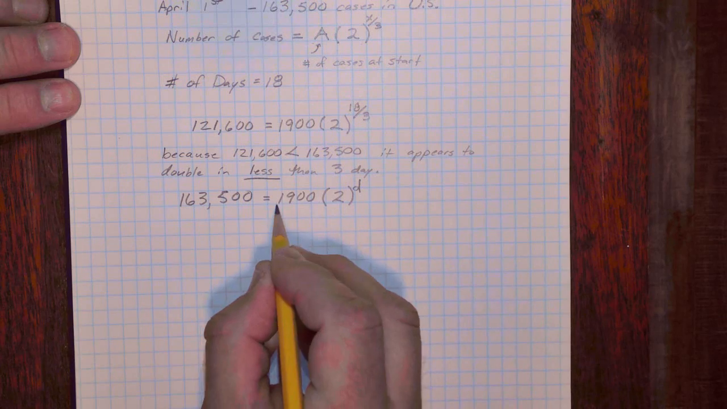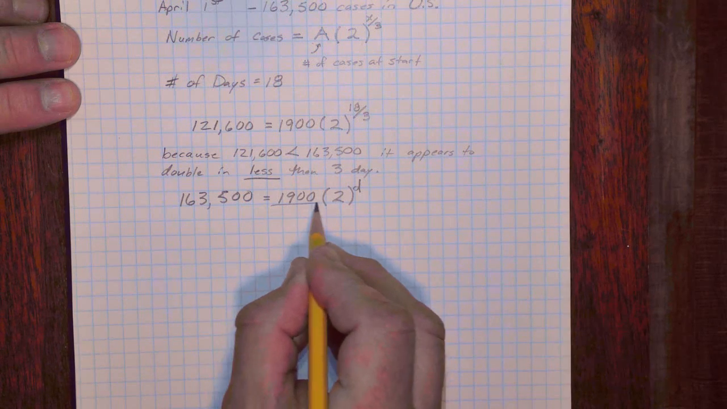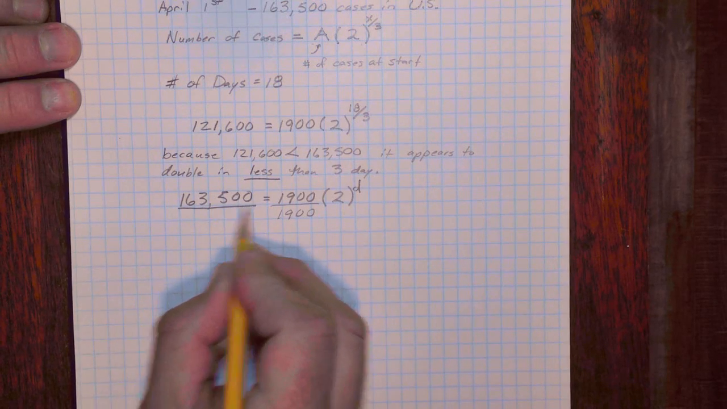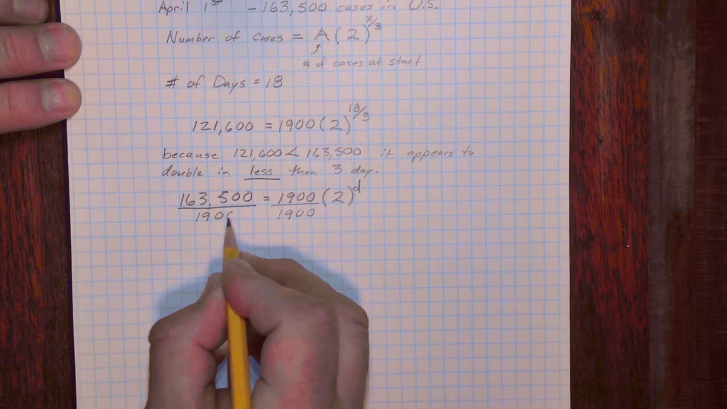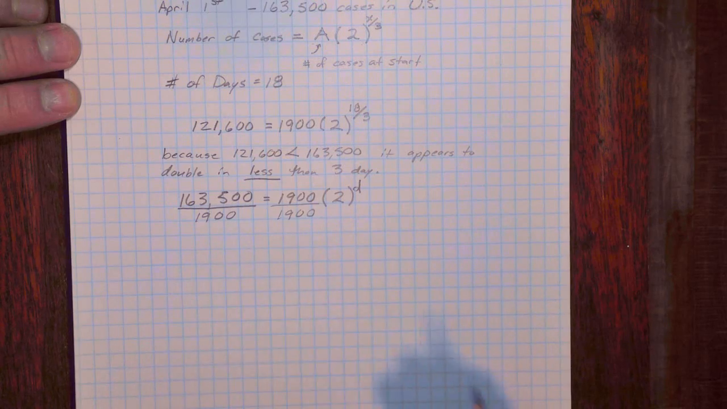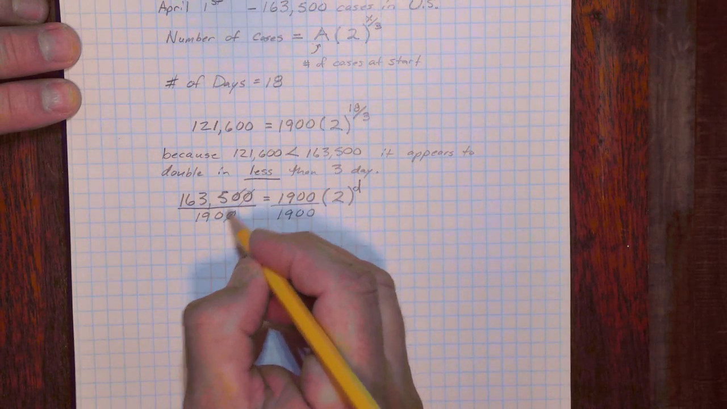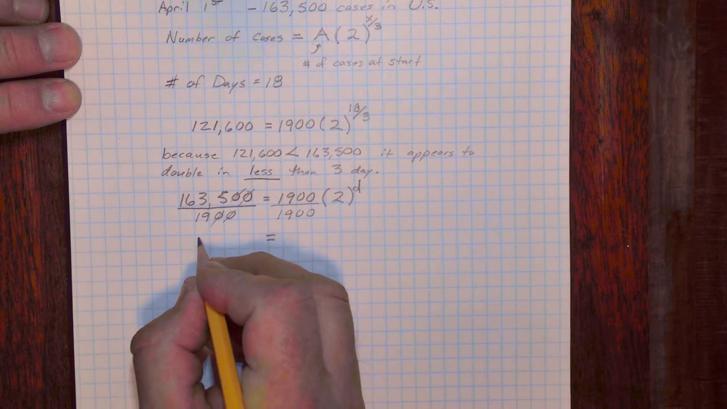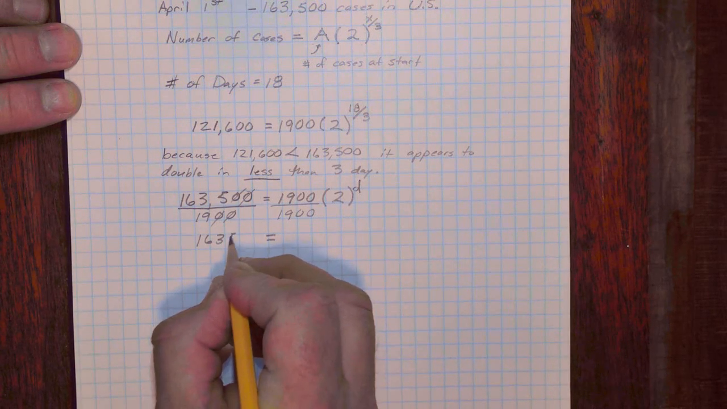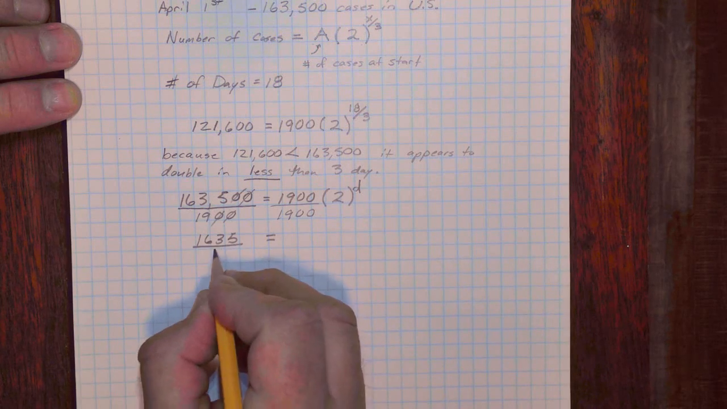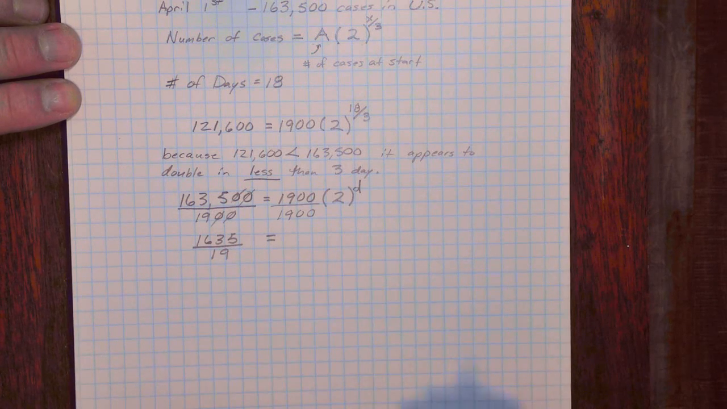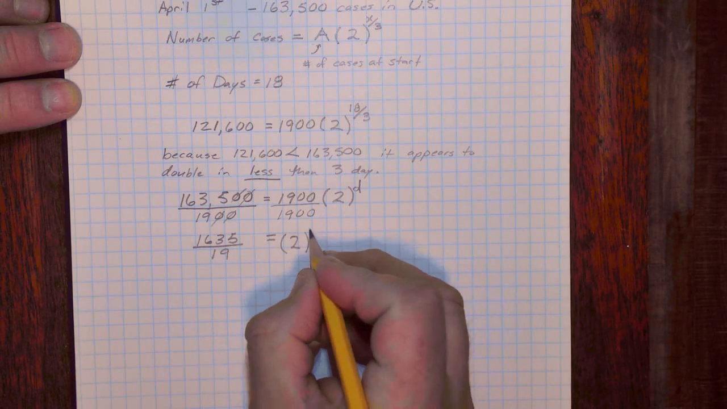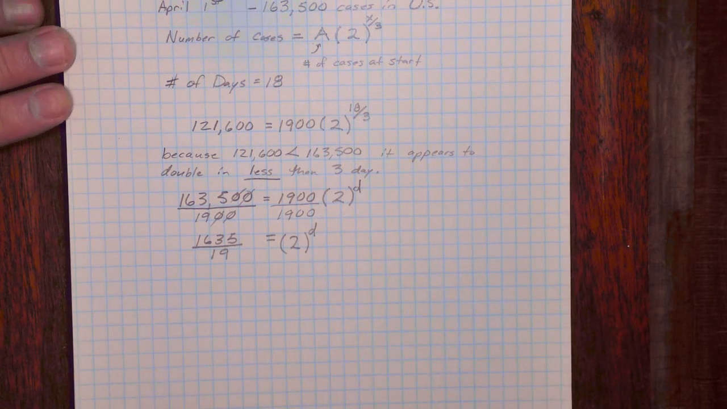All right, so let's go ahead and do the math here. First step, let's divide both sides by 1900. That'll cause it to cancel out over here, and on this side, we're going to get a number. Those two cancel, those two cancel. So what am I going to get? I'm going to get 1635 divided by 19. We can figure out what that number is in a minute. And over here, I'm going to get 2 taken to the power of some number d I don't know.